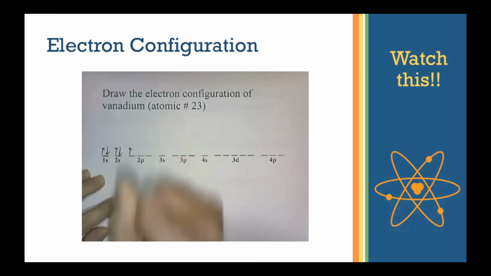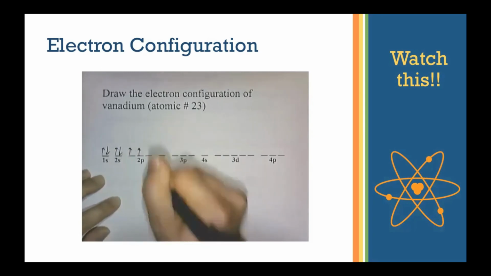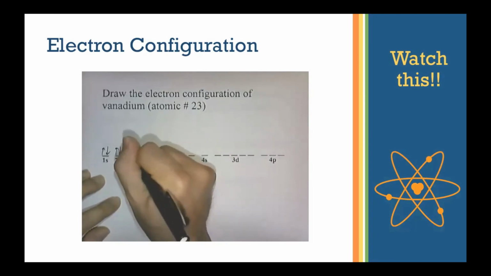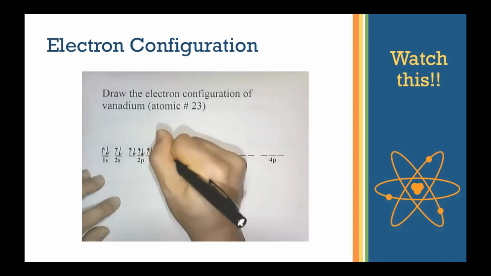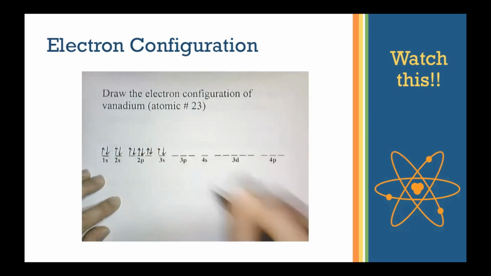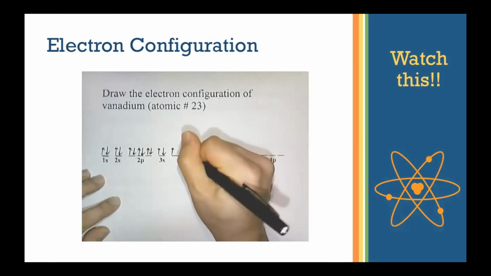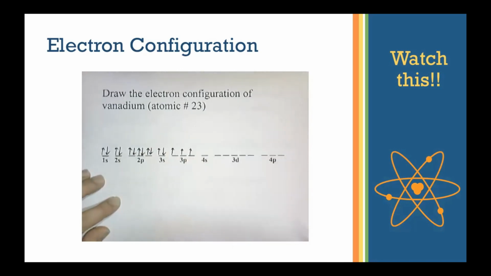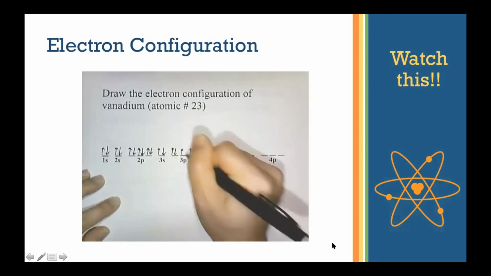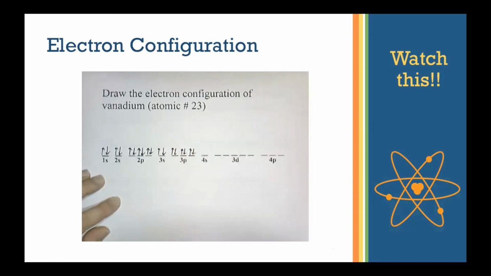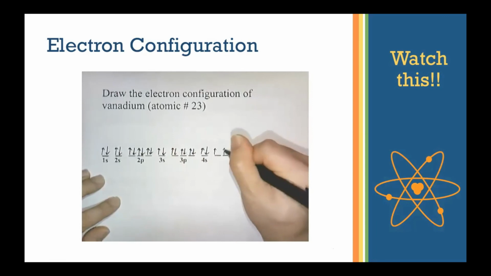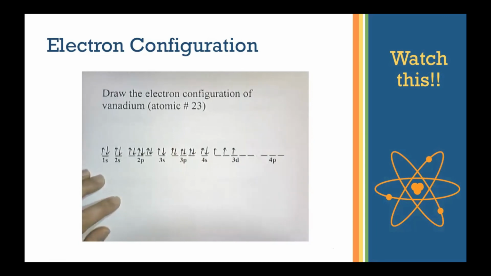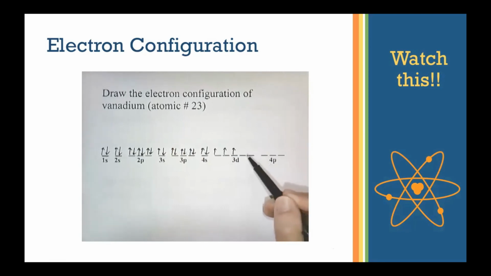4, 5, 6, 7, 8, 9, 10, 11, 12, 13, 14, 15, 16, 17, 18, 19, 20, 21, 22, and 23. And then the 24th and 25th would go here and here.